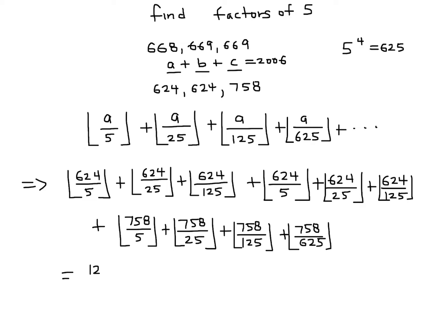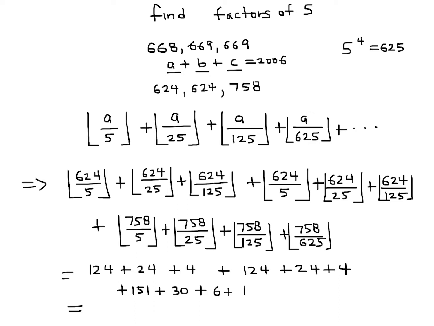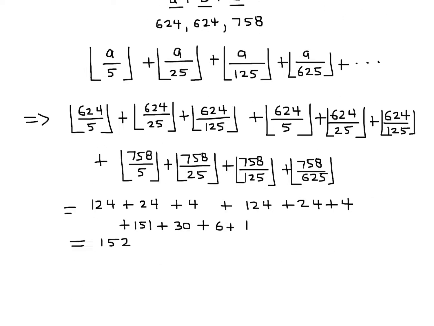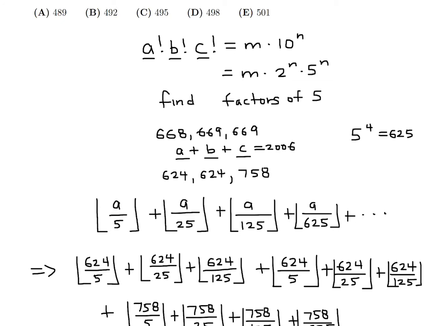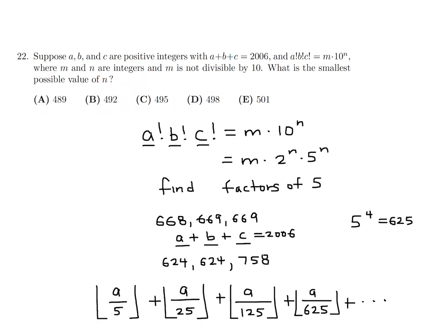And this is going to be my answer. So doing the math, I get 124 plus 24 plus 4. And then I get the identical 124 plus 24 plus 4. And the 758s give me the numbers 151 plus 30 plus 6 plus 1. And if you add this all up, this is 152 plus 152 plus 188. And that is equal to 492. So 492 is the answer to number 22, and that is B.